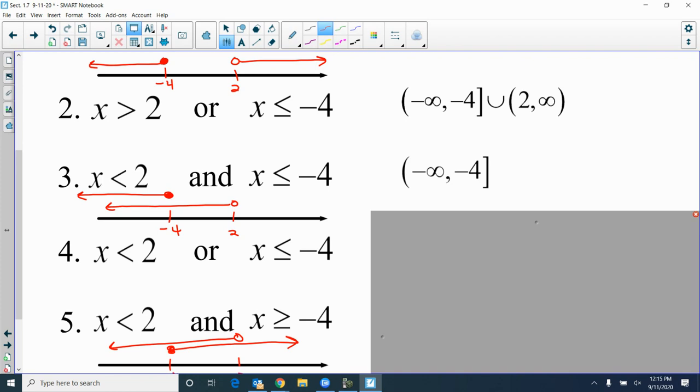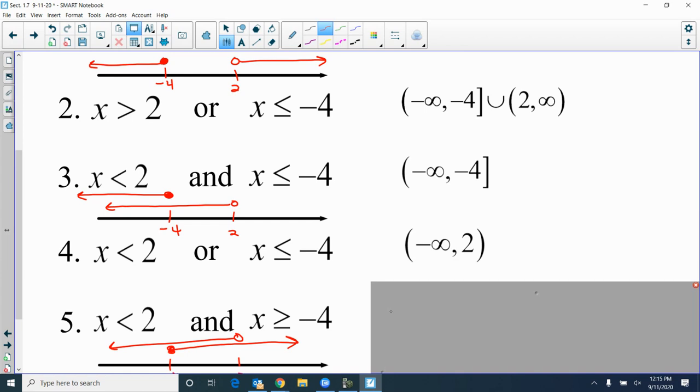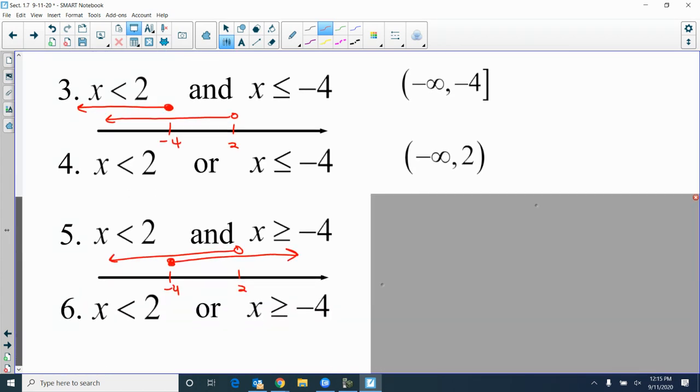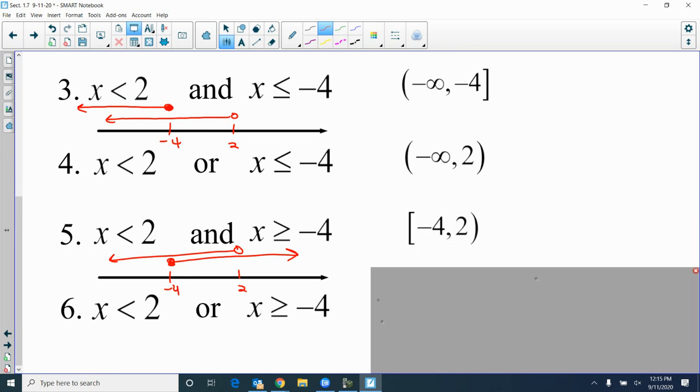Negative infinity to 2. You have to take all answers into consideration, negative infinity to 2. Good. 5 and 6 share the same graph. They're going opposite directions, but there is an overlap for that one. Jackson, what do you think for the first one? Or 5? Negative 4 to 2. Agree, including negative 4. Put a bracket there, 2 parentheses.